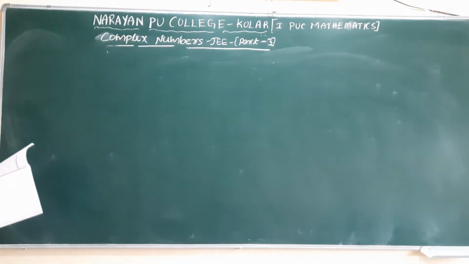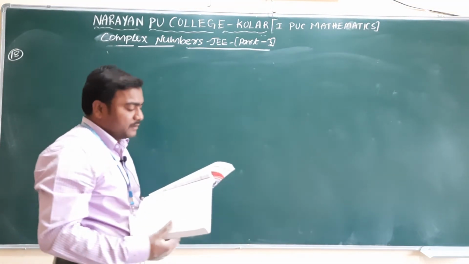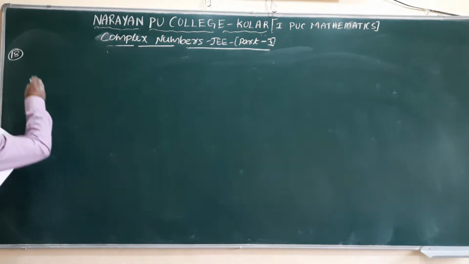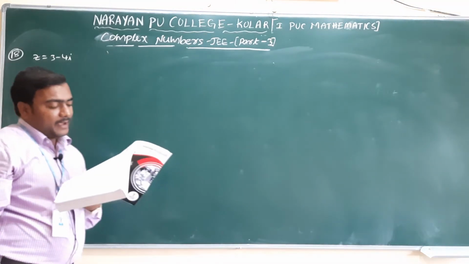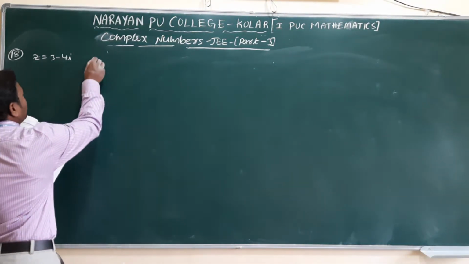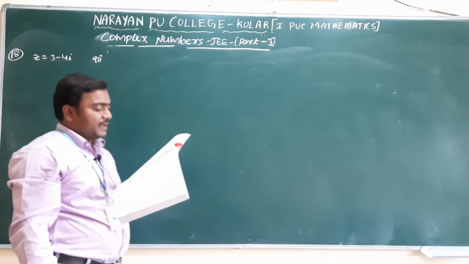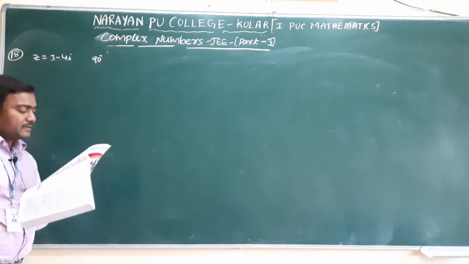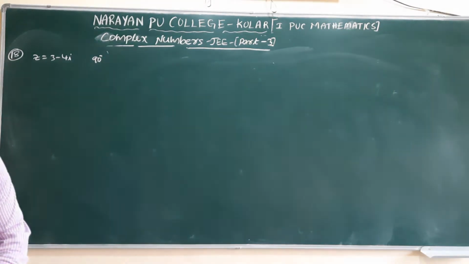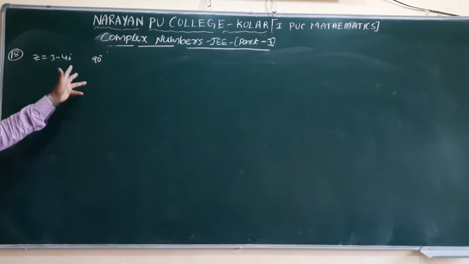Next, question number 18. The complex number Z is equal to 3 minus 4i is rotated by 90 degrees in the anti-clockwise direction about the origin. The complex number's new position is? Okay, here the complex number Z is equal to 3 minus 4i, it rotates by 90 degrees.